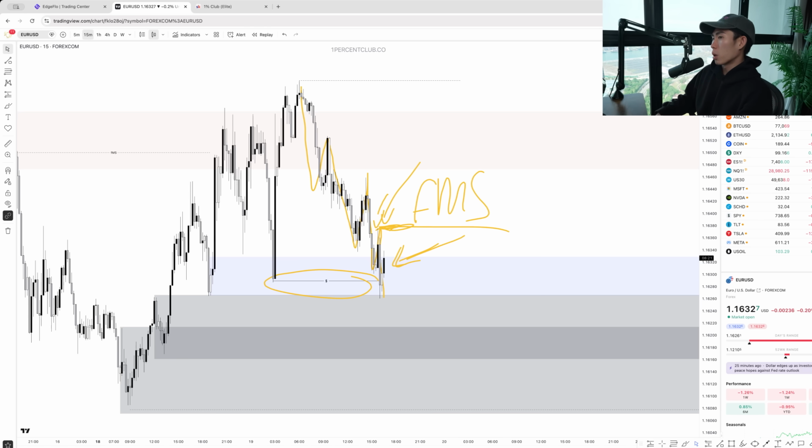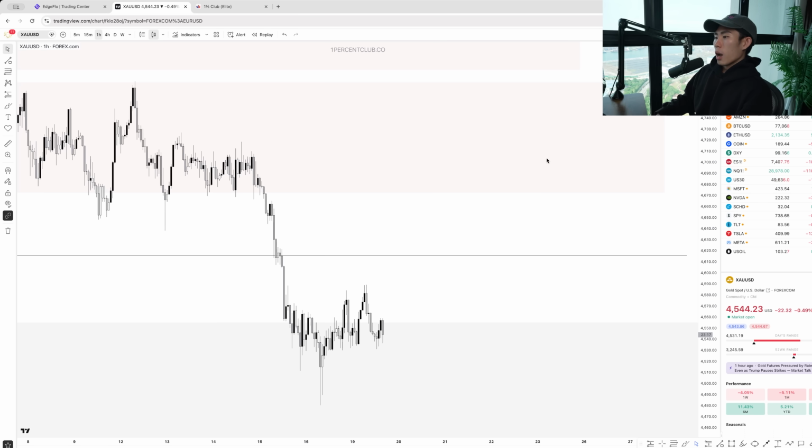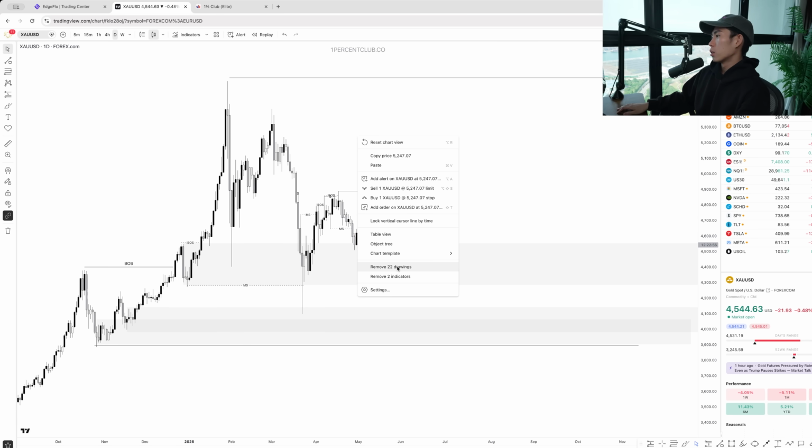Okay, so I'm going to go through gold right now because a lot of people are requesting gold. Once again, there's a very mixed answer here. I'm just going to go through gold, and then if we have time, we will go through another currency pair. Okay, so let me just erase everything right here.